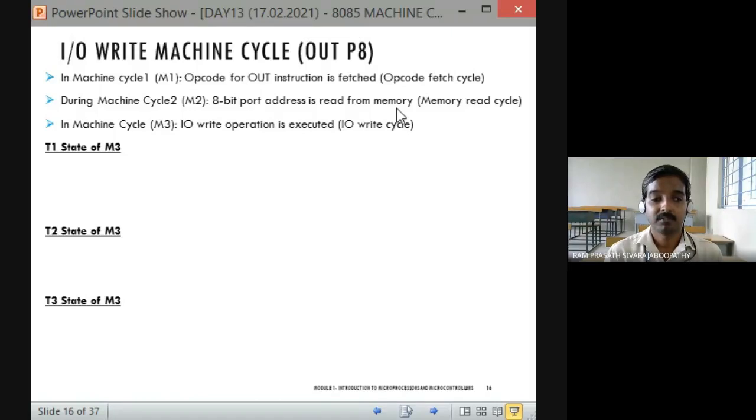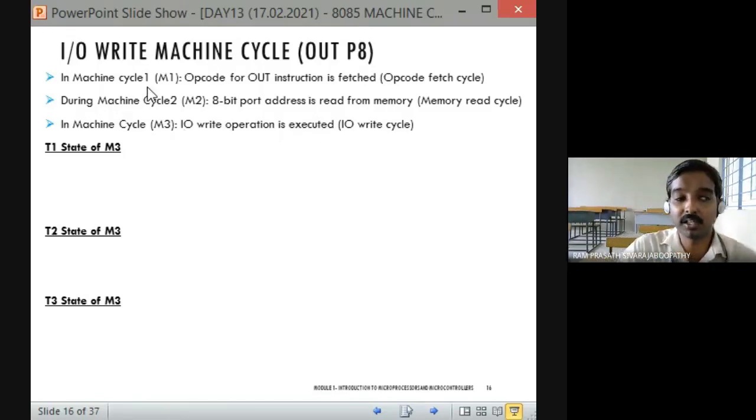Yes, very good, 4 T states. For execution, one memory read cycle and one IO write cycle. Both together make the execution, correct? Yes, very good Anthony Surya. 6 T states, it's not 3. Machine cycle 2 and machine cycle 3 are for execution, and machine cycle 1 is for opcode fetch. That's all. So totally how many T states are involved now? For executing the instruction OUT PA, very good, 10 T states. Very good, super.